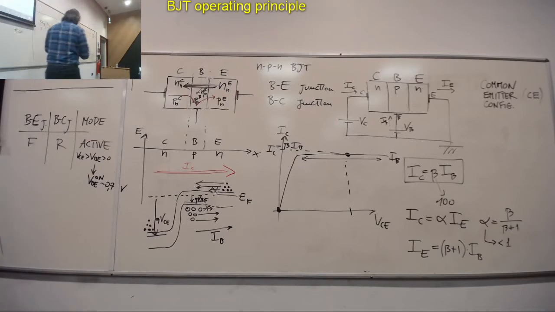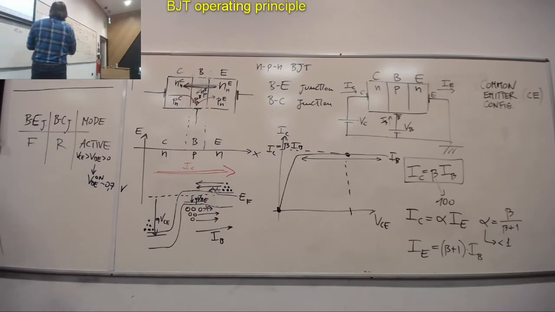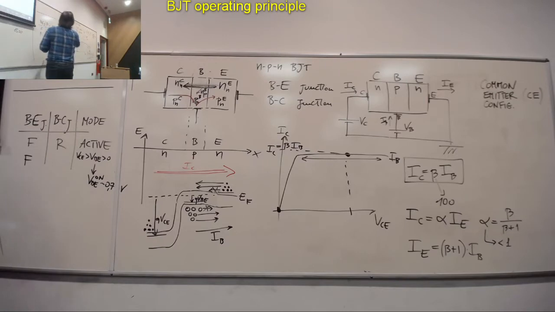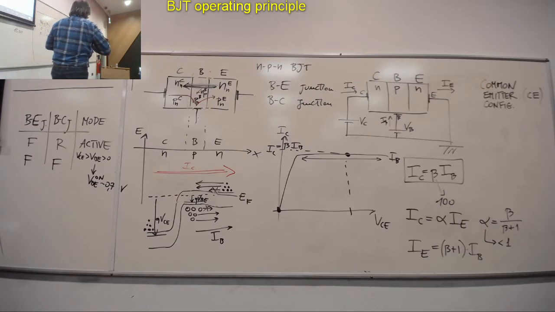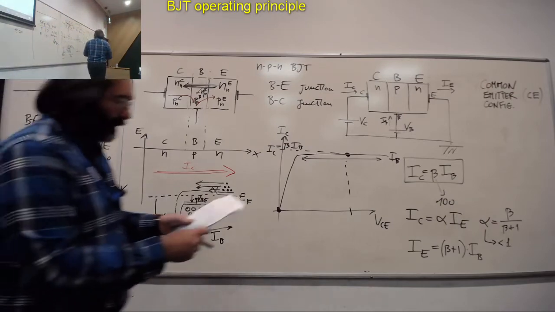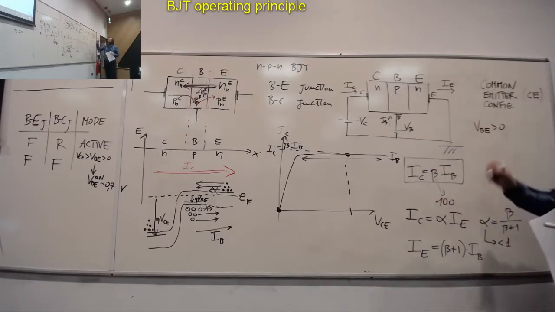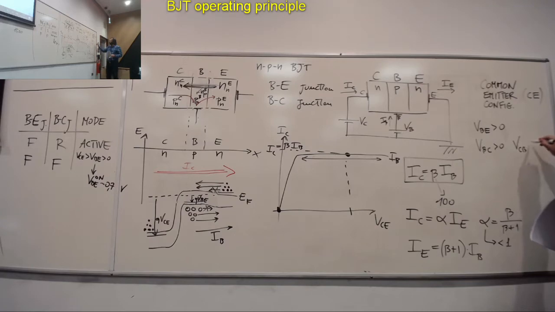Okay, so let us consider now the situation where the BE junction is still forward biased, but now also the BC junction is forward biased. So this means that VBE is positive, so that the BE junction is forward biased, but also VBC is positive, so that the BC junction is also forward biased. This means VCB smaller than 0.